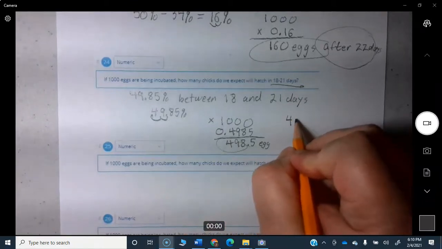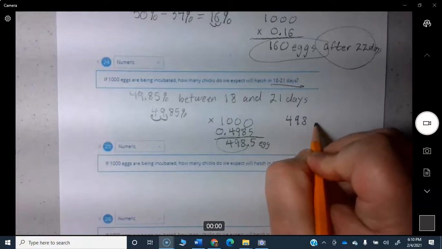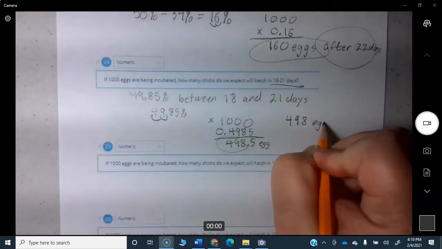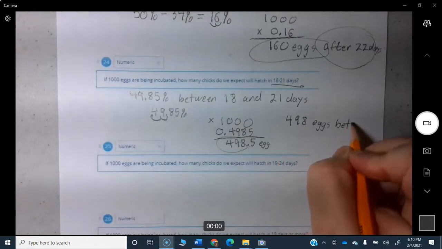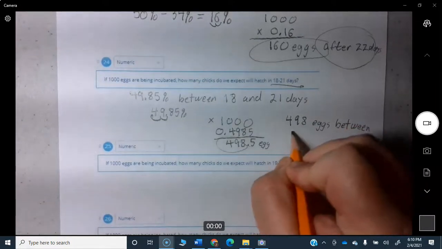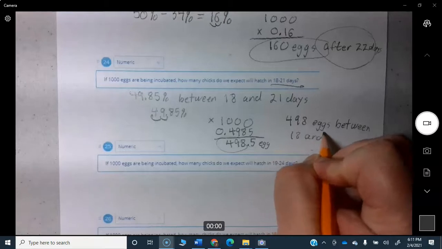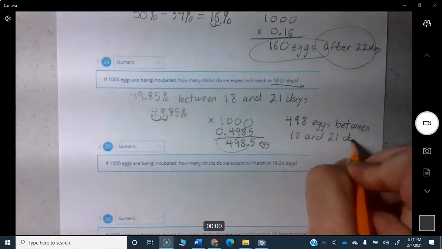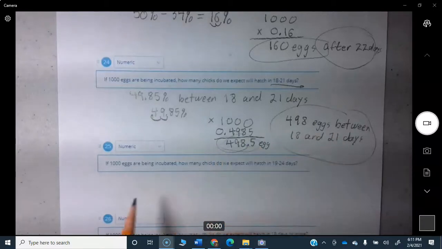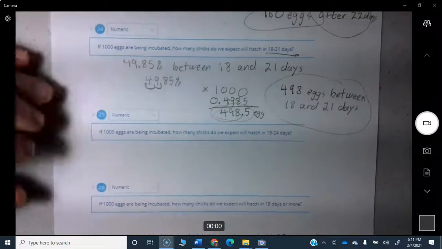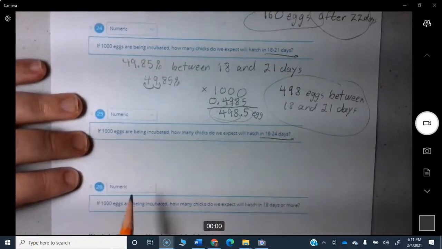So let's just say, though, 498 eggs between. Okay, there's your answer, okay? If you left the 5 on, I don't care. Okay, next, between 19 and 24 days.